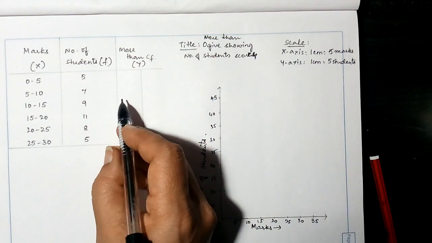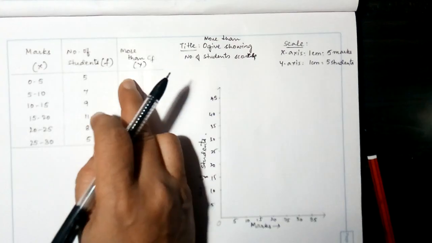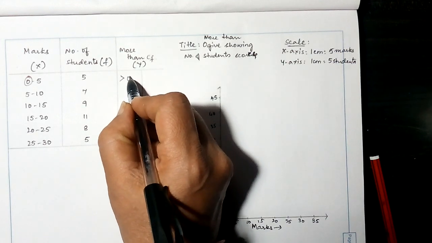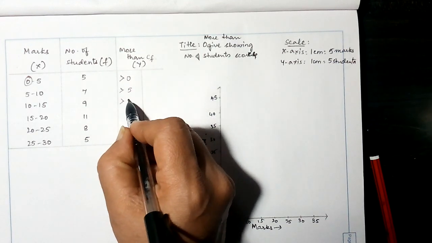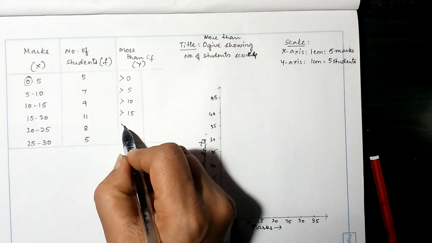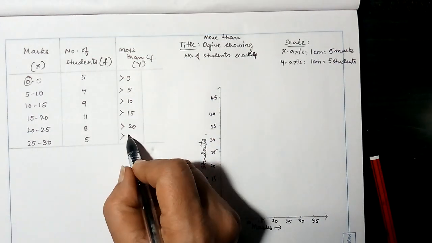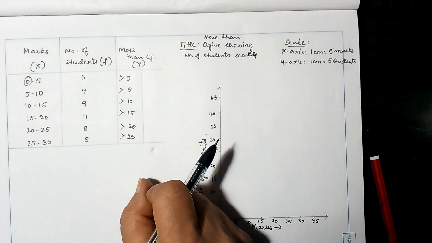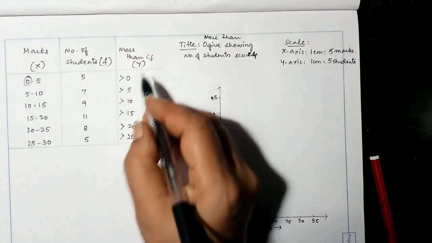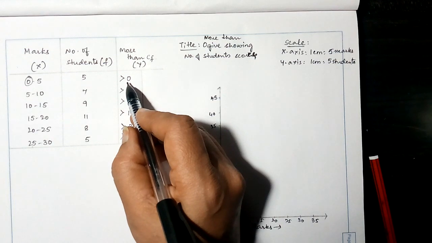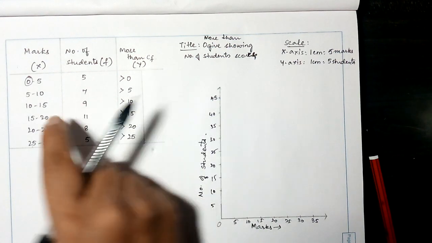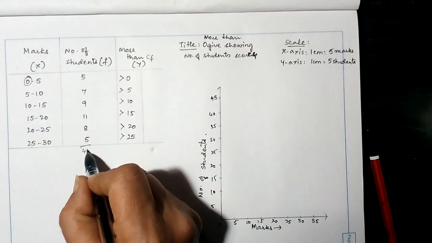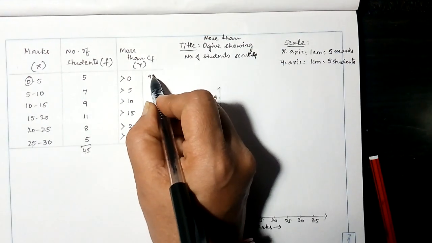Now here for our easy reference we will write down more than. When we talk about more than, we need to consider the lower class limit. So here we will make a note of more than 0, more than 5, more than 10, more than 15, more than 20, and more than 25. So whenever we have to write more than cumulative frequency, we will consider the lower class limit. Now the cumulative frequency. Number of students who scored more than 0. All of them scored more than 0. So what is the total number of students we have? It is equal to 45. So we will write here 45.